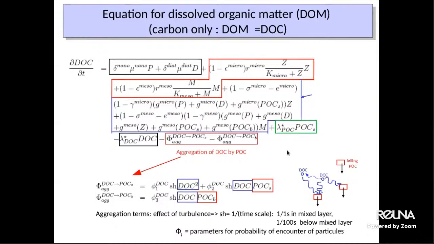Okay, and so you have a parameter that comes into play here, which is SH, and it's an effect of turbulence. So this term is really high in the mixed layer, and really small below the mixed layer. And you understand this: if the particles are moved a lot by strong mixing in the mixed layer, they have a higher probability to encounter and to become bigger POC.